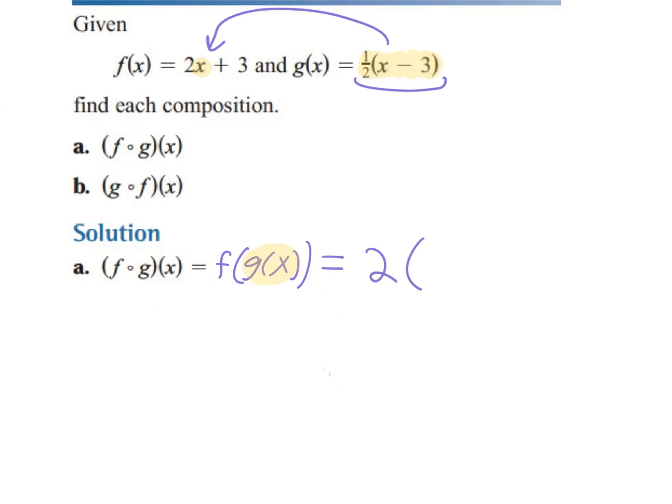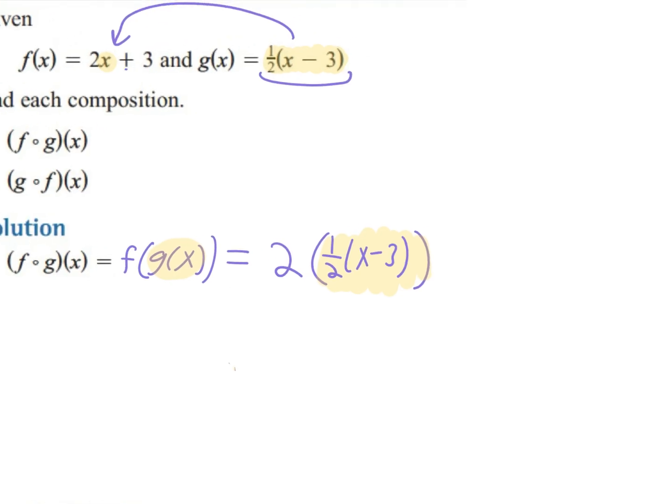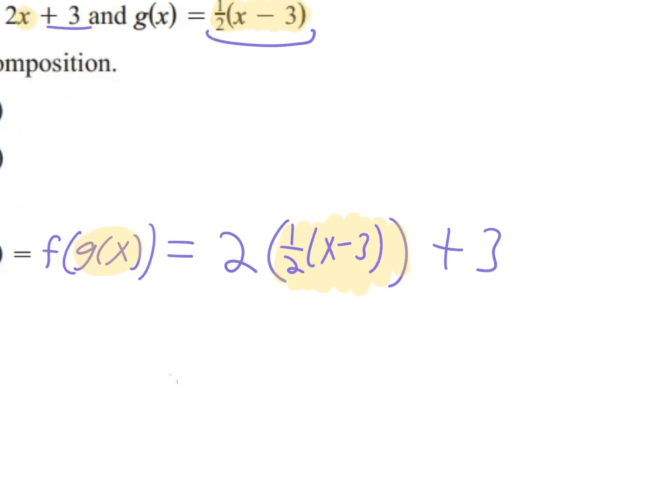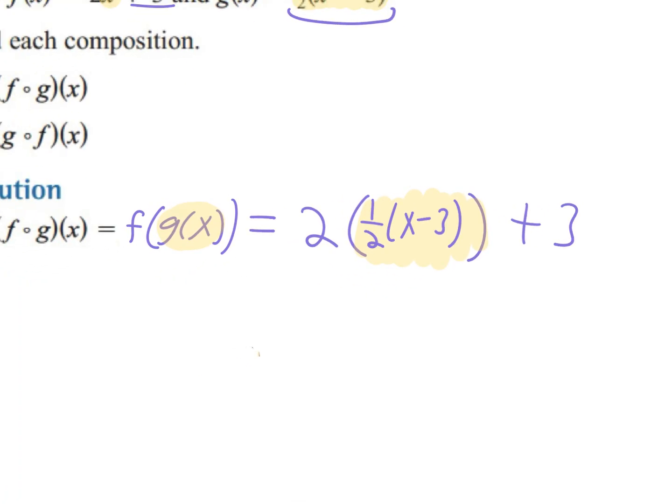This is going to be 2 times, instead of x in this little spot, I'm going to put all of g of x. The entirety of g of x is 1/2 x minus 3, exactly as I see it. I'm not going to distribute anything right now, just exactly as I see it. And then there's the plus 3. All right? Is that part okay? Yeah. Good? I literally just took g of x, put it in for x.